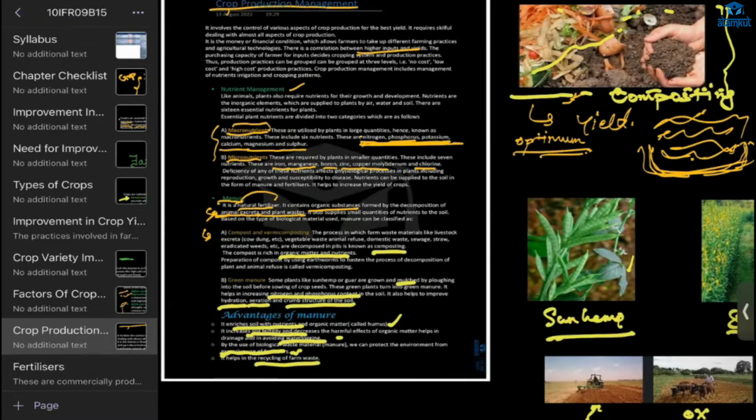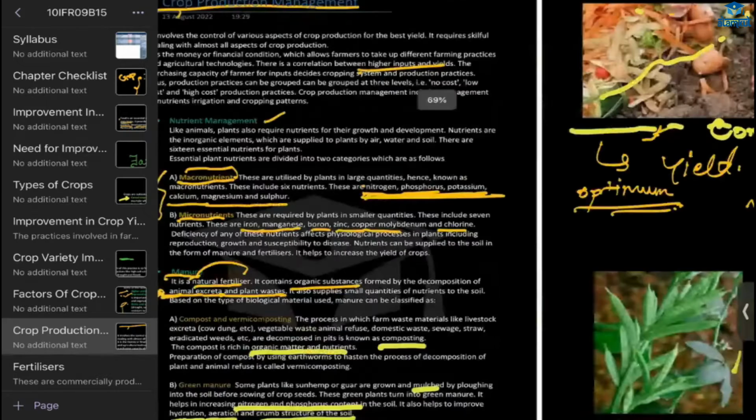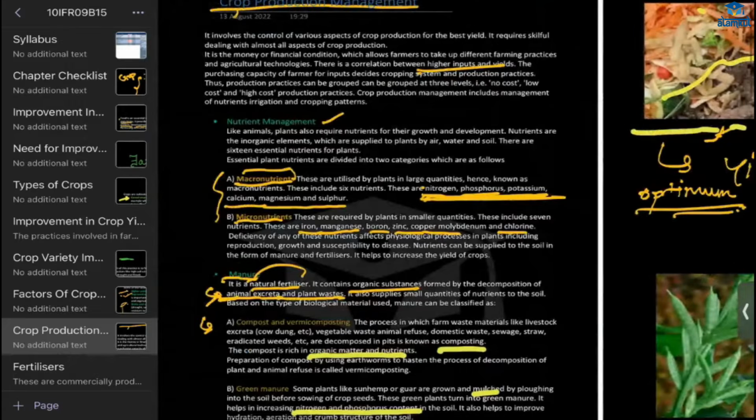Next, we have talked about crop production management. Before that, we talked about variety improvement. After that, we are producing, right? We have to manage that. So in this, we talked about nutrition management, the doses which we have to give to the plants. We need nutrition. Likewise, plants also need nutrition, and there are two types: macronutrition and micronutrition.